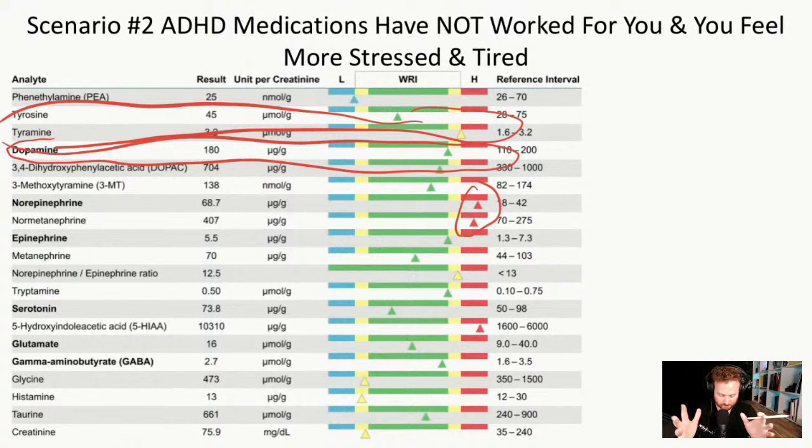And then on top of that, there are some other things that might be elevated or also decreased, like glycine and histamine levels might be too low, which are also important for neurotransmitters.